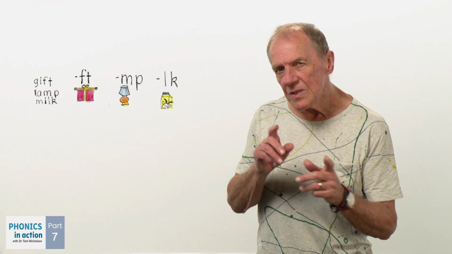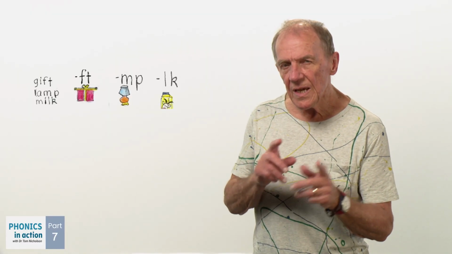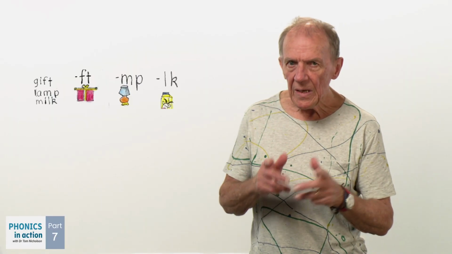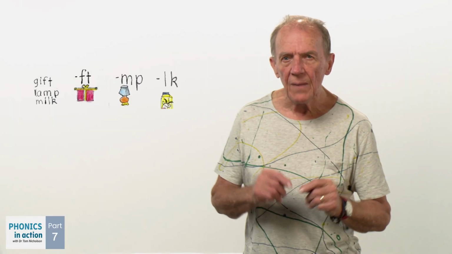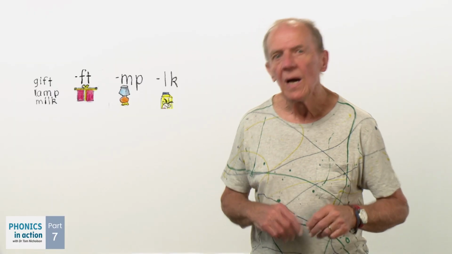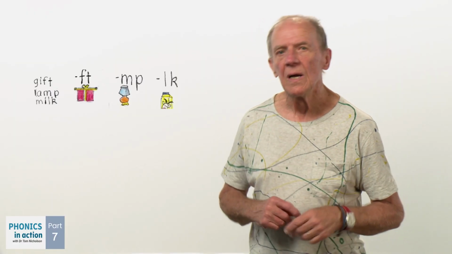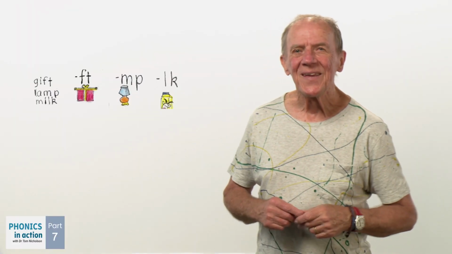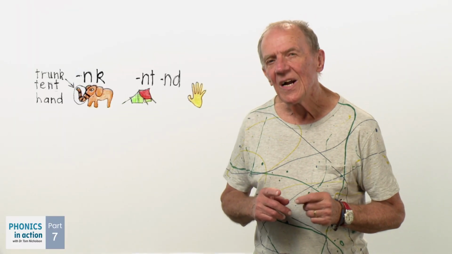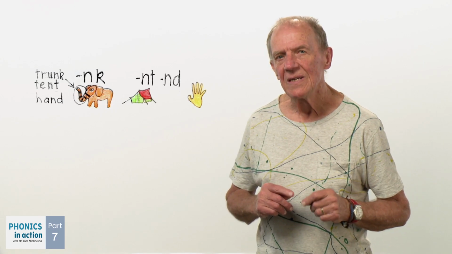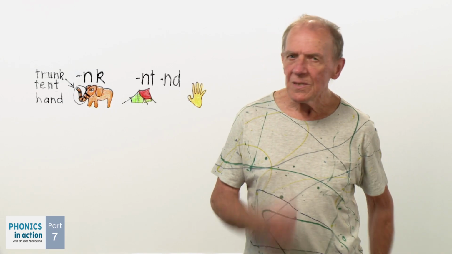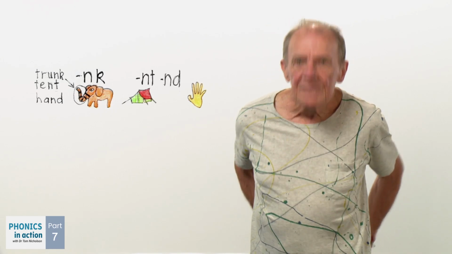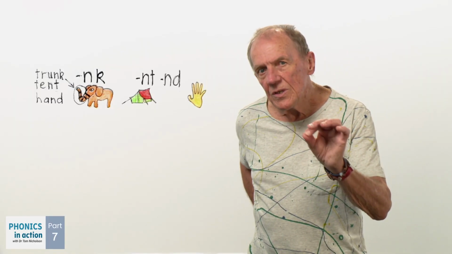Now remember that when you say a cluster, you say each sound separately. Let's read the words on the sidebar. Gift, lamp, milk. The words match the pictures. And looking at this line, nk, nt, and nd. What do you notice about these clusters? Yes, they're all at the end of the word as well.